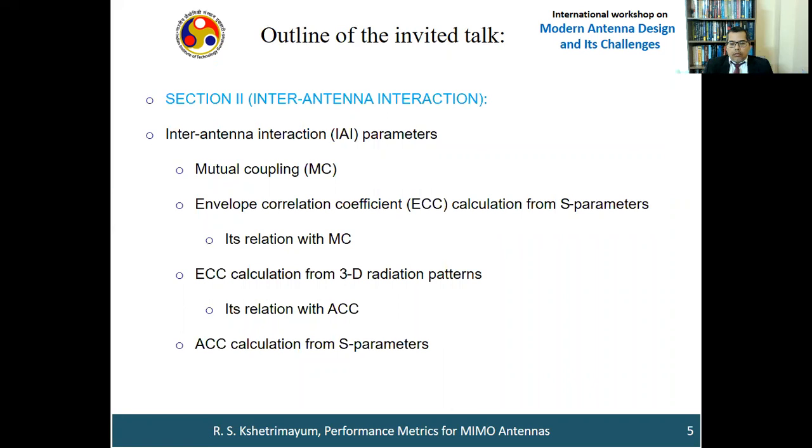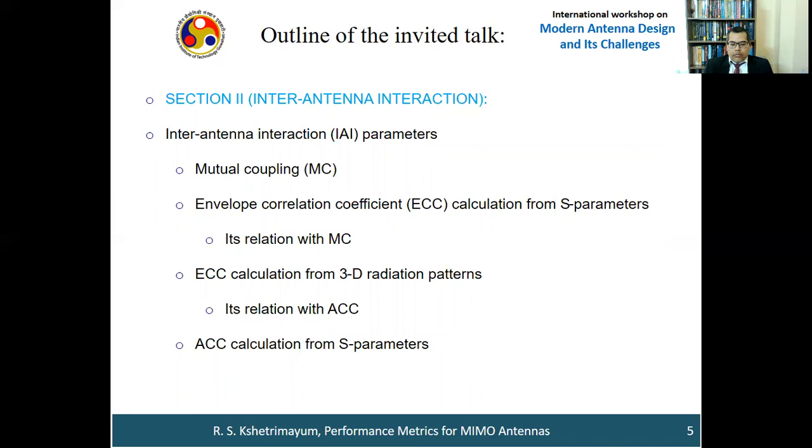Then we'll discuss inter-antenna interaction. What is the interaction between one antenna element of a MIMO antenna and another antenna element of the MIMO antenna? The parameters we'll discuss are mutual coupling between antenna elements. Then we'll also discuss envelope correlation coefficient calculation. There are two ways of calculating the envelope correlation coefficient. One is based on scattering parameter measurements, and another is from 3D radiation pattern measurements.